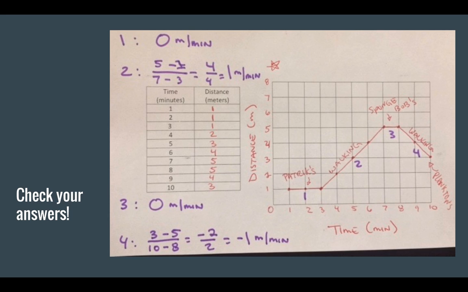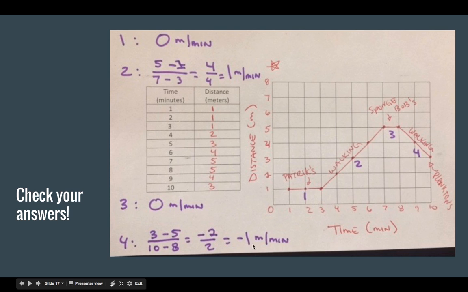Go ahead and check your answers. So lines 1 and 3, they're going 0 meters per minute. Line 2, it's 4 divided by 4, which is 1 meter per minute. And then line number 4 is the most challenging because you end up with a negative number. So you end up with negative 2 divided by 2 gives us negative 1.